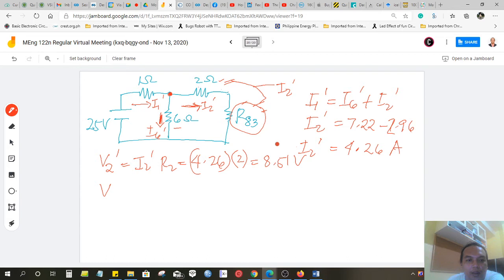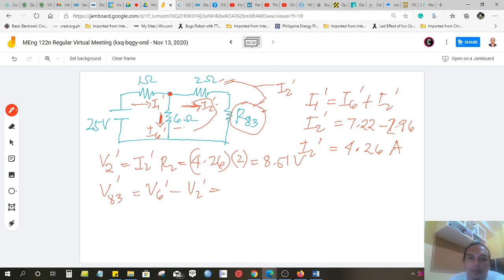So therefore, V83 is equal to V at 6 ohm minus V at 2 prime. What did I use here, in case you are confused? It is still KVL. It is a closed loop, so voltage here minus voltage here is equal to 0. So it is still the same equation.